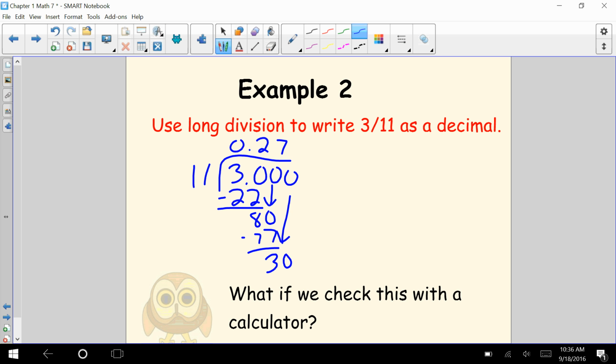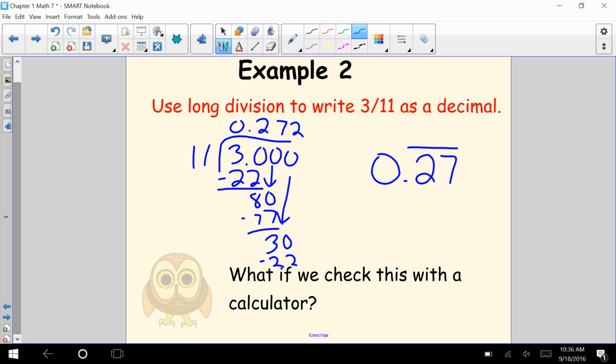Add a 0, bring it down. 11 goes into 30 2 times, 22. When I subtract, I'll get 8. You notice that this same pattern is going to repeat over and over. So my answer is actually going to be 0.27 repeating. Both the 2 and the 7 are repeating.